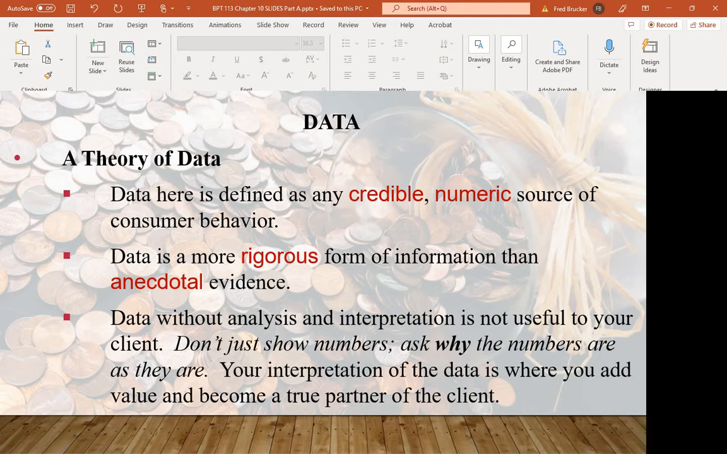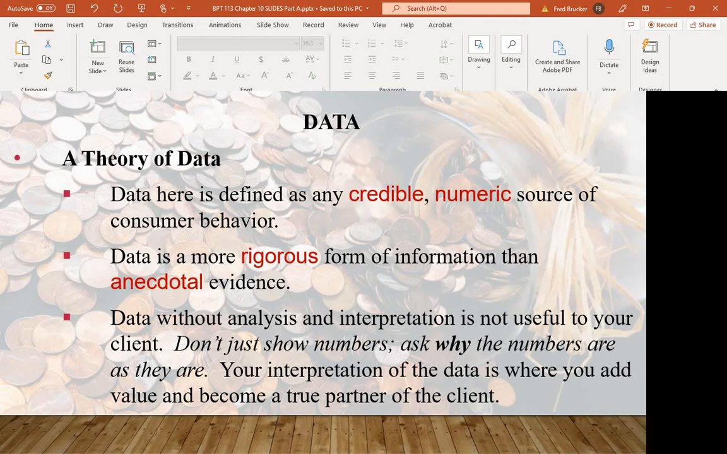Now, here's a theory of data. Data here is being defined as any credible numeric source of consumer behavior. It's a more rigorous form of information than just receiving some sort of anecdotal evidence or what we might consider hearsay. Well, so-and-so says blah, blah, blah. That's one isolated instance of a thing that may or may not have happened. When we look at the numbers, it's a more objective sort of thing that we can start to make some summarizations on. Data without analysis and interpretation is not useful to your client.